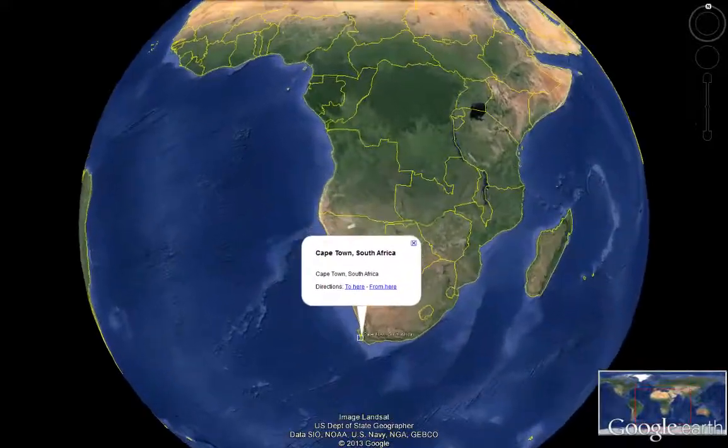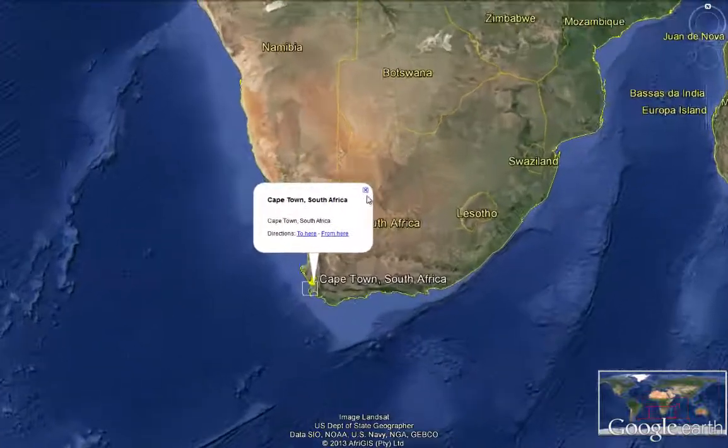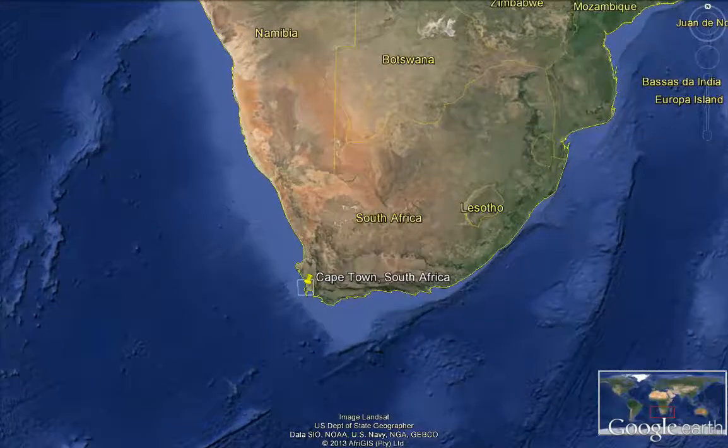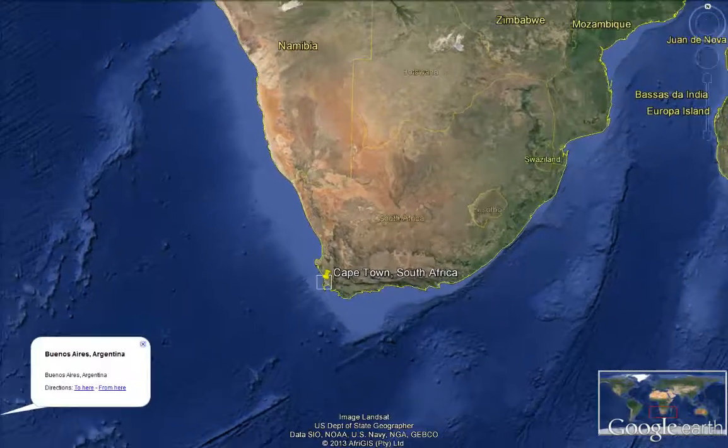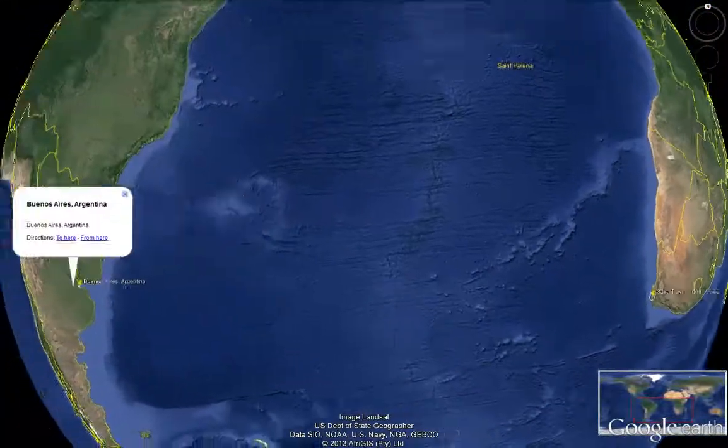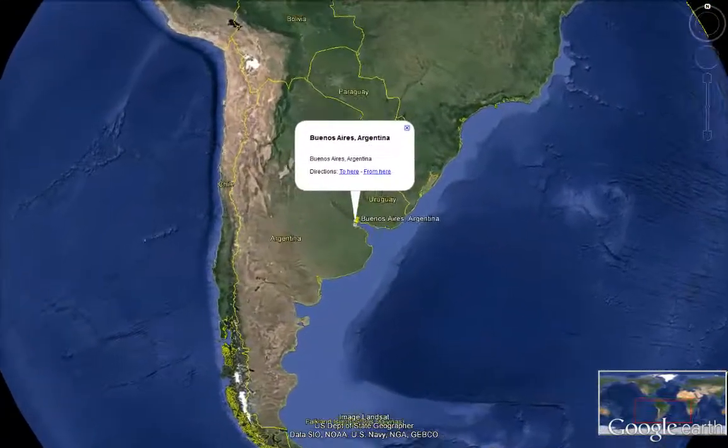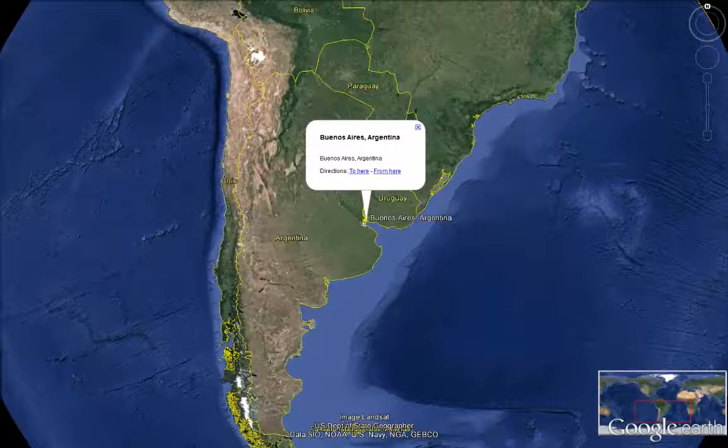Here is Cape Town. And here is Buenos Aires, Argentina.